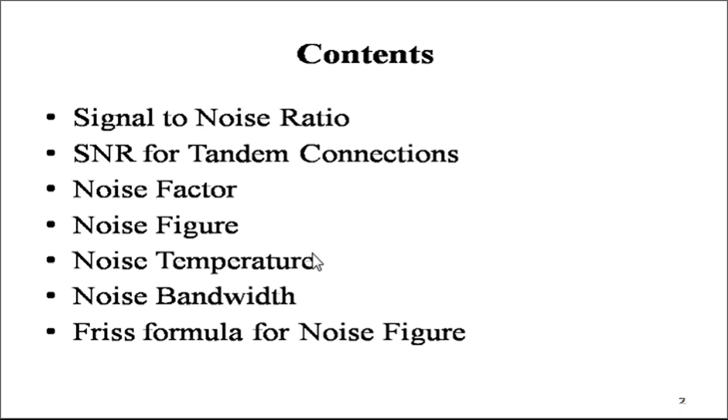The contents we are going to see today are signal to noise ratio for tandem connections, noise factor, noise figure, noise temperature, noise bandwidth, and Fritz's formula for noise figure. Again, these are the theoretical points which we are going to see today. So we will start with the first point, that is signal to noise ratio.